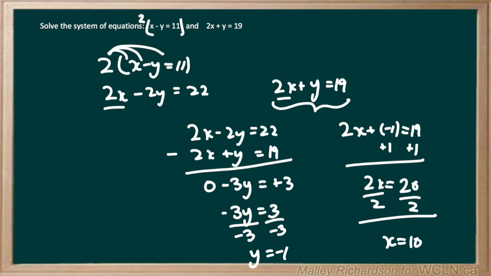So the solution to this system is x equals 10 and y equals -1. Or you can write it out as 10 comma -1 all in brackets. Now remember, you can do this example again, but instead of multiplying our first equation by 2, you can multiply the second equation by -1 and see if you get the same answer.